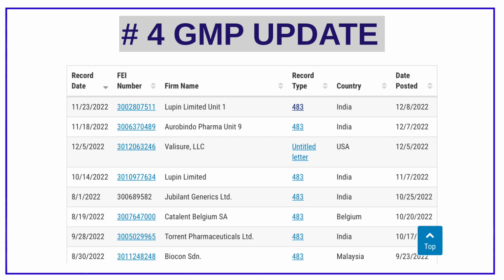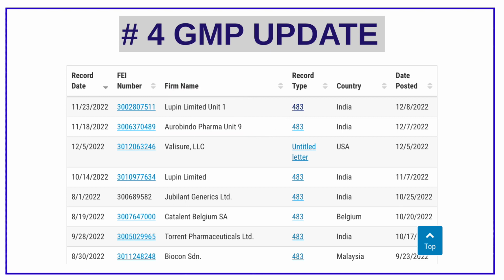So friends, here you can see the USFDA website and you will find that two Indian pharma companies' Form 483s were uploaded for the month of December 2022. Those two pharma companies are Aurobindo Unit 9 Hyderabad and Lupin Unit 1 Mandideep Bhopal.